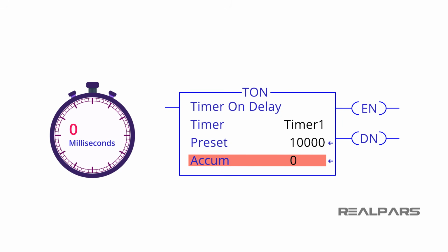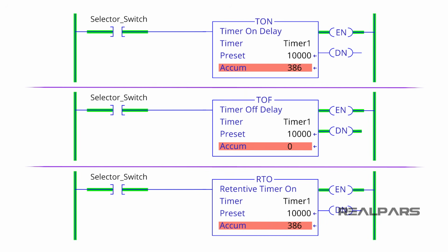The timer accumulated value is the number that shows how long the timer has been timing. The timer accumulated value does not function the same on all of these timers. I will explain how this value accumulates time as I explain how each timer works.